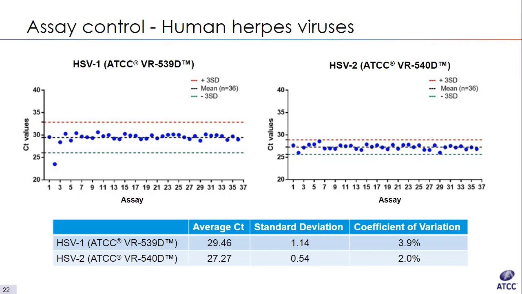These data were tracked and are graphed by the threshold cycle count for each run. Overall, the consistency is very tight, with a single outlier. During the test period, the HSV1 control had a standard deviation of cycle count threshold of 1.14, and the HSV2 control had a standard deviation of 0.54.